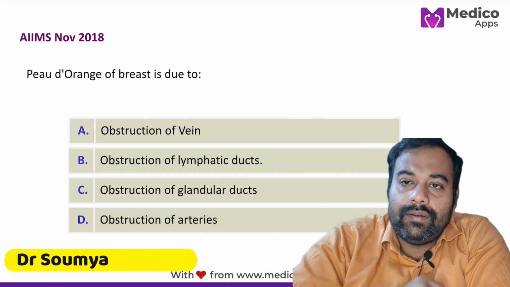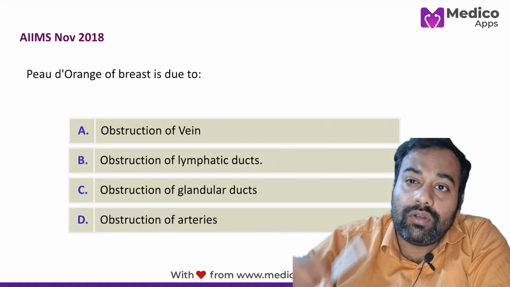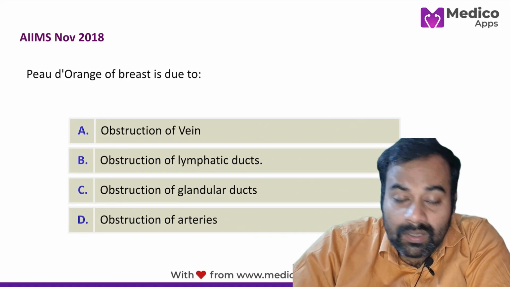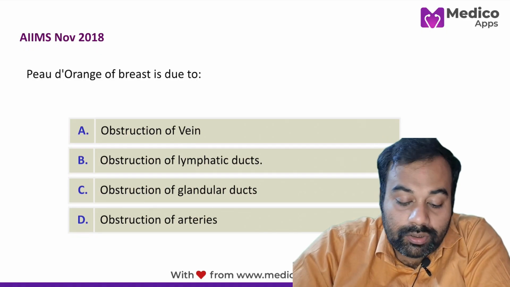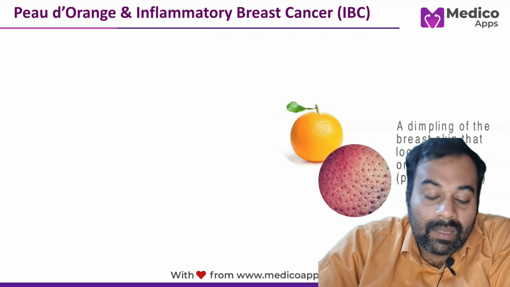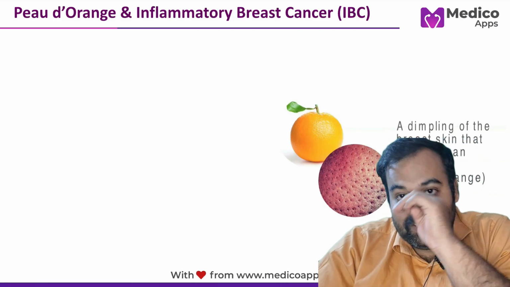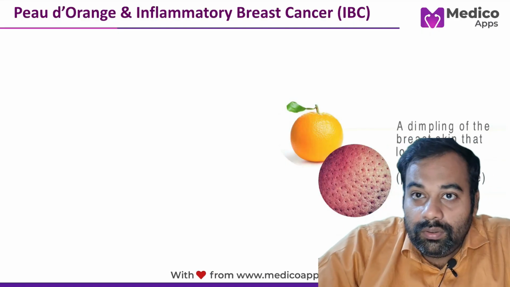So, hello everyone. Let's talk about our next question. This question has been asked in the AIIMS November session 2018. The question is: Peau d'orange of breast is due to obstruction of the vein, lymphatics, glandular ducts, or the arteries, right?